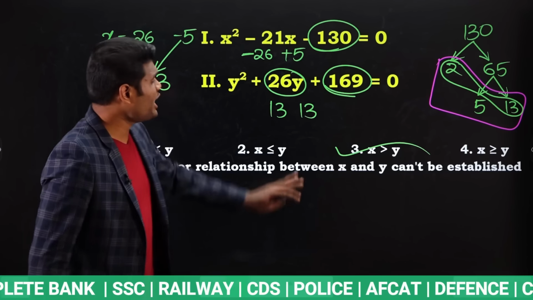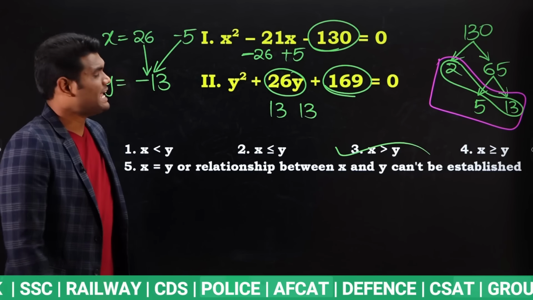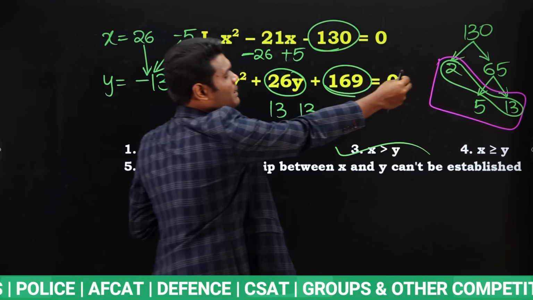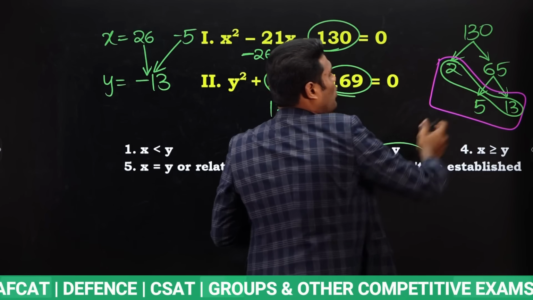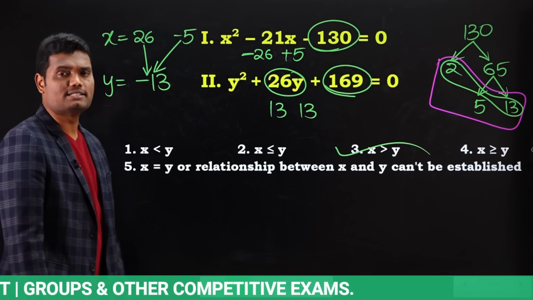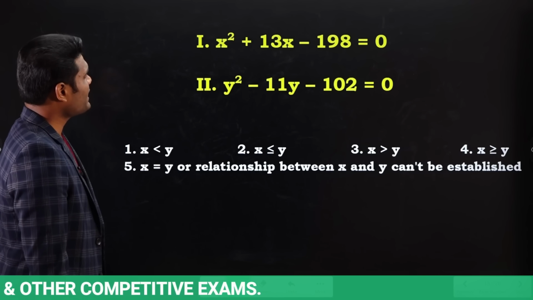Is that clear? Again, don't worry whenever the numbers are big. Even if the numbers are big, you need not worry about that. You can simply factorize them with the smallest numbers. Once you factorize them with the smallest numbers, then you can solve these types of questions very easily in the examination. Okay? Look at the next question.